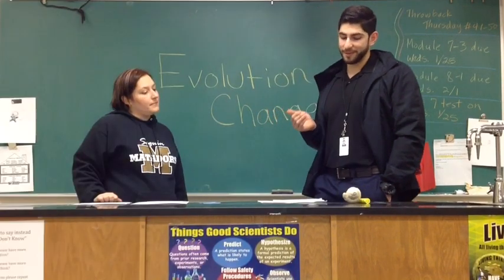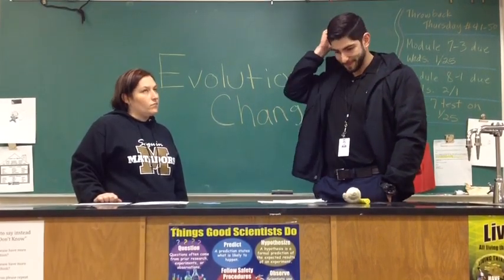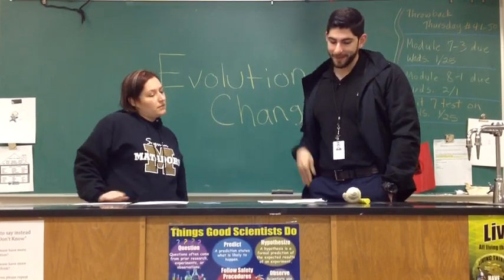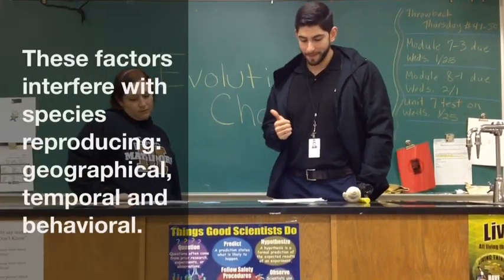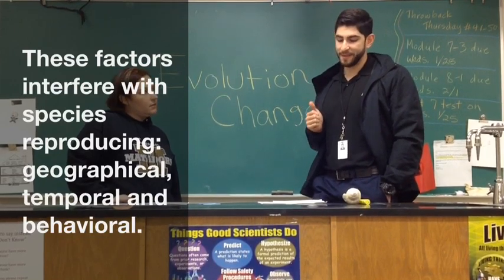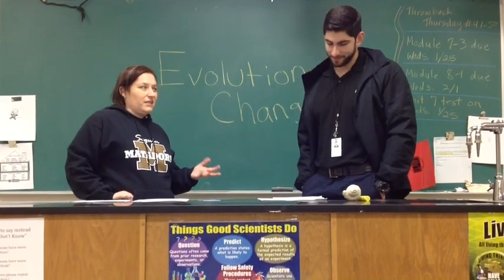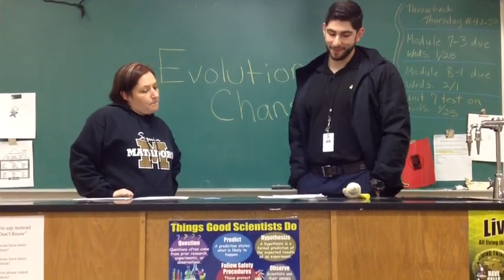Some factors reduce the chance of individuals of the same species to reproduce. Okay, so what are some of these factors? The factors are geographical, temporal, or behavior. Any of these factors can prevent species from interbreeding with each other. Can you tell me what each of those is? I don't really know. Sure, I'll be happy to.